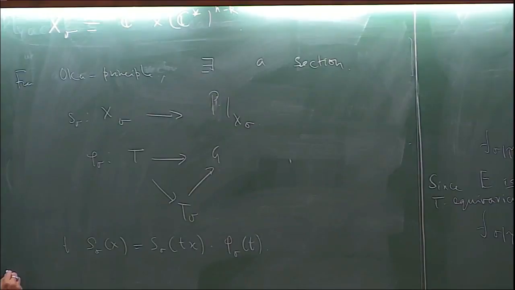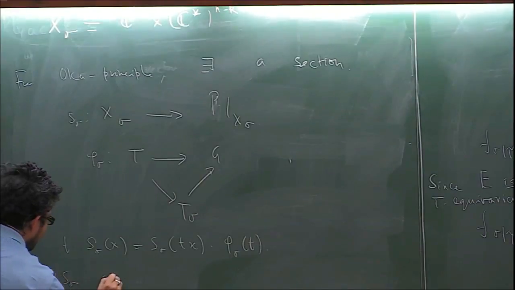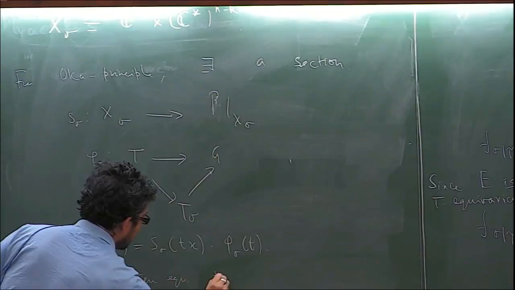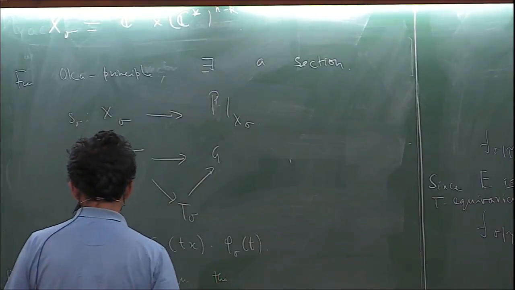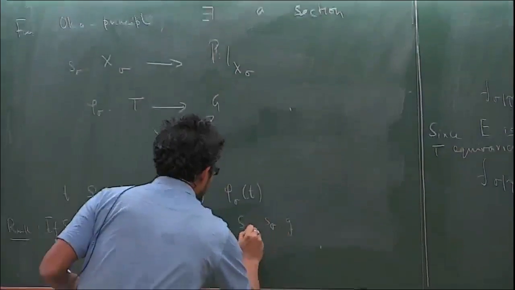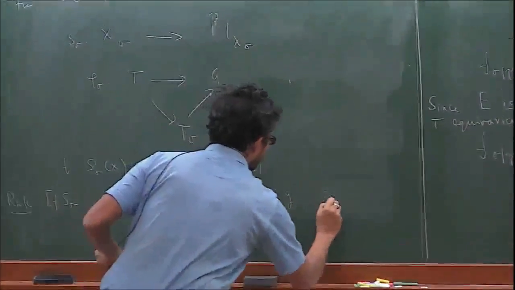So this is a small check: if S sigma is semi-equivariant, then S sigma dot g is also semi-equivariant.